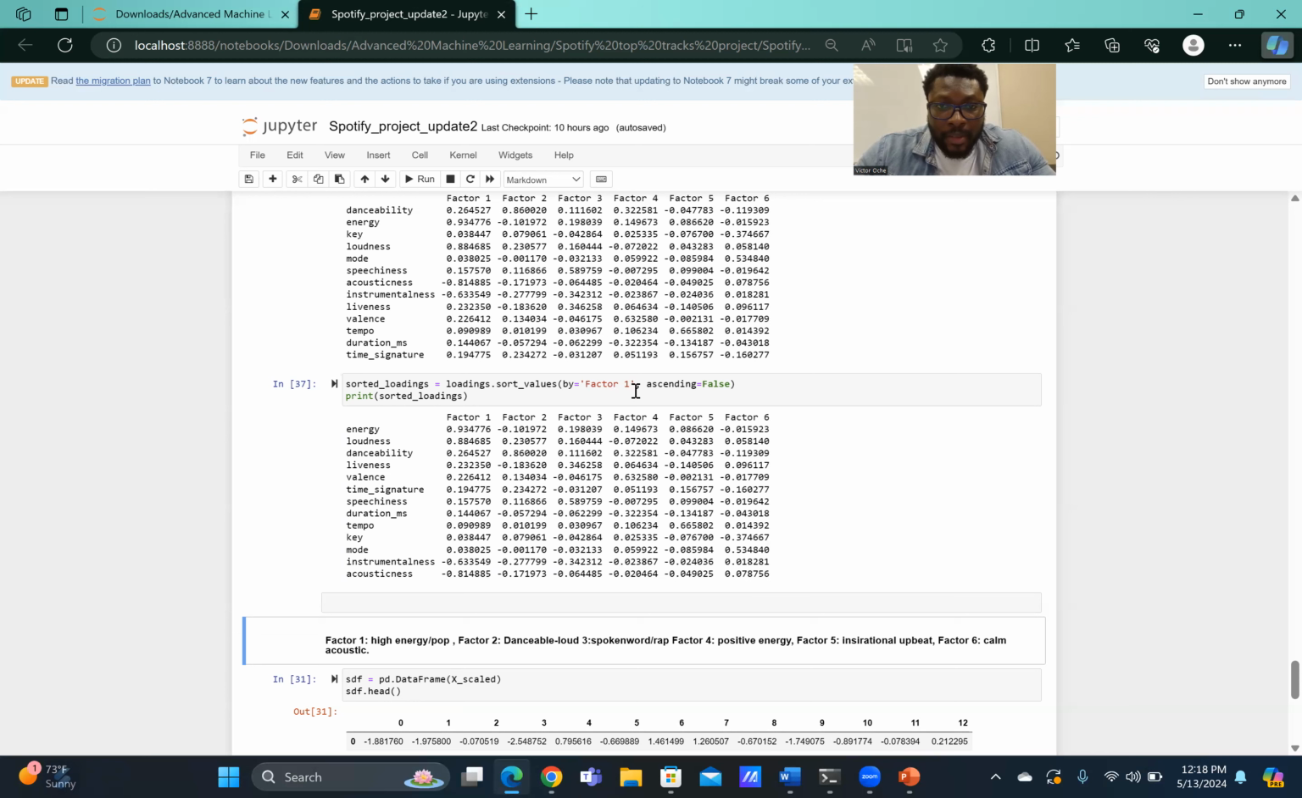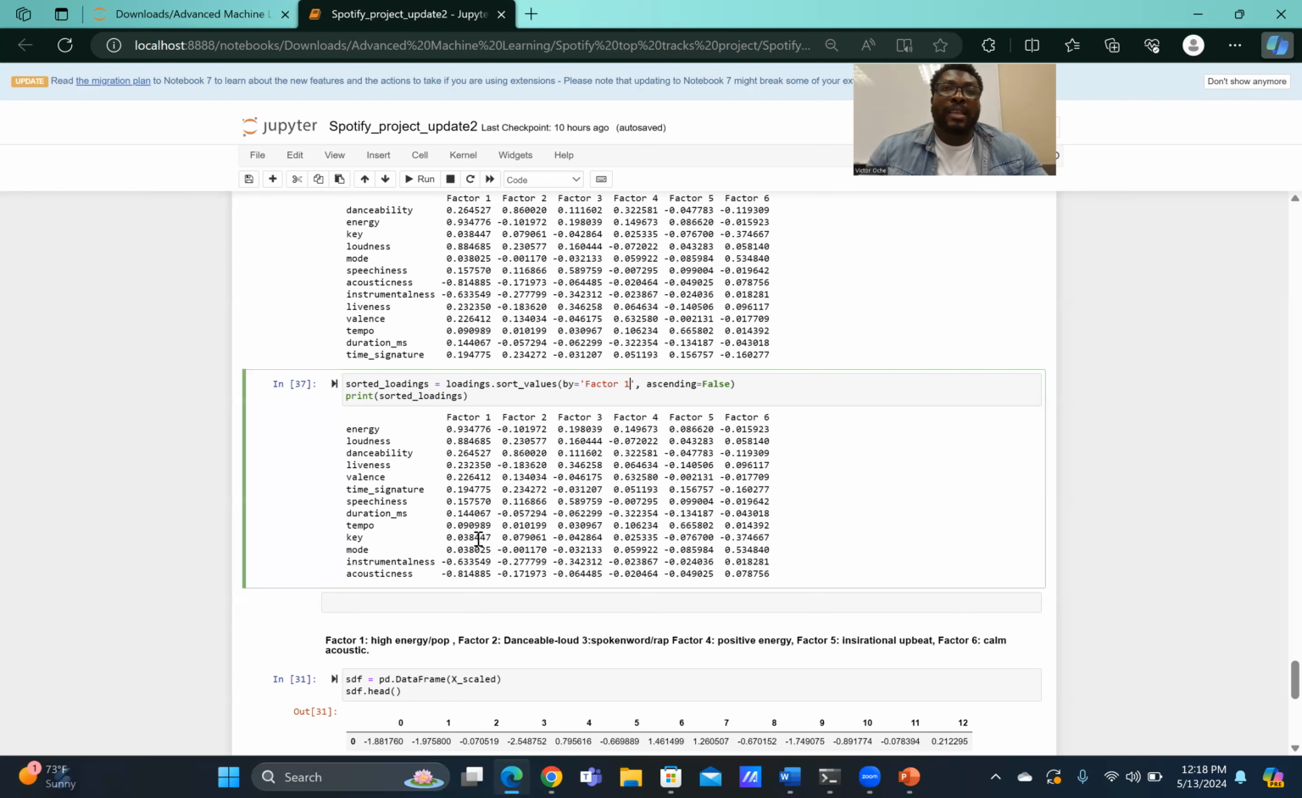Then we want to, this is what I've called high energy pop because energy gives the highest loading, followed by loudness, followed by danceability, followed by liveness, valence, speechiness, which talks about the presence of voice in the song, and duration. I should have actually taken out time signature from the data set when I was removing values, but that's all right.